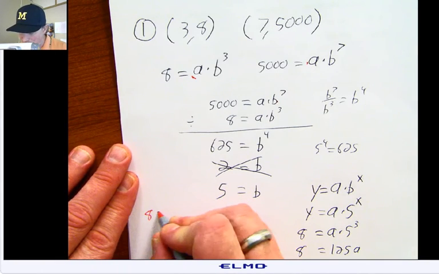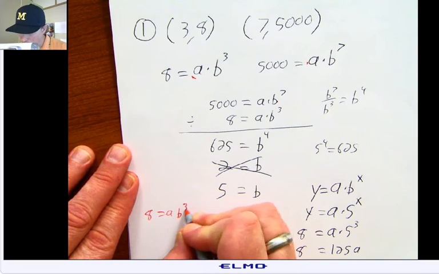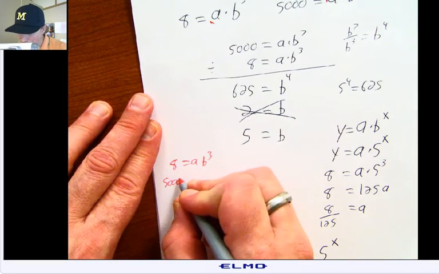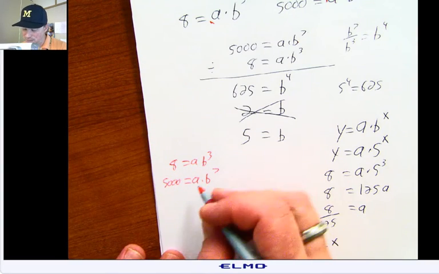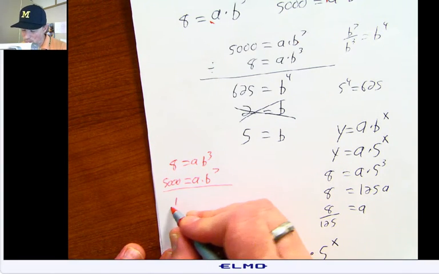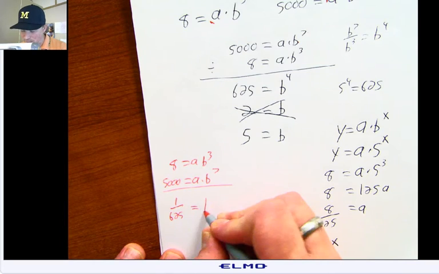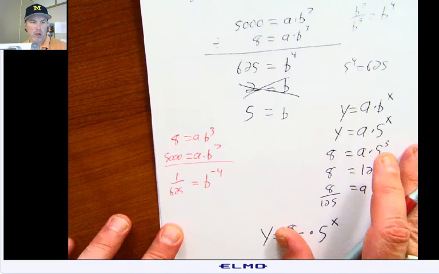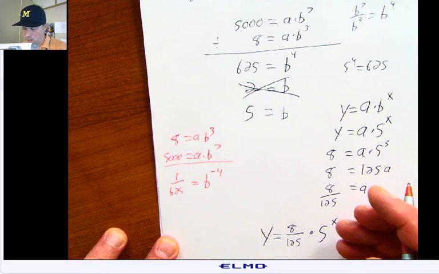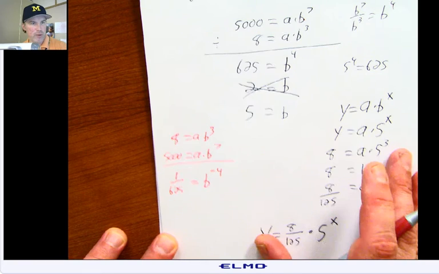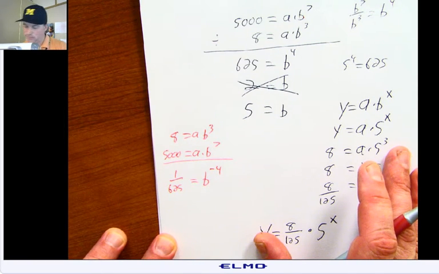Let's see if you did it the other way. It would be 8 equals AB cubed and 5,000 equals A times B to the 7. And if you divide this, you get 1 over 625 equals B to the negative 4. That's kind of confusing. What would be the best way to approach it then? Well, I guess you just need to know.